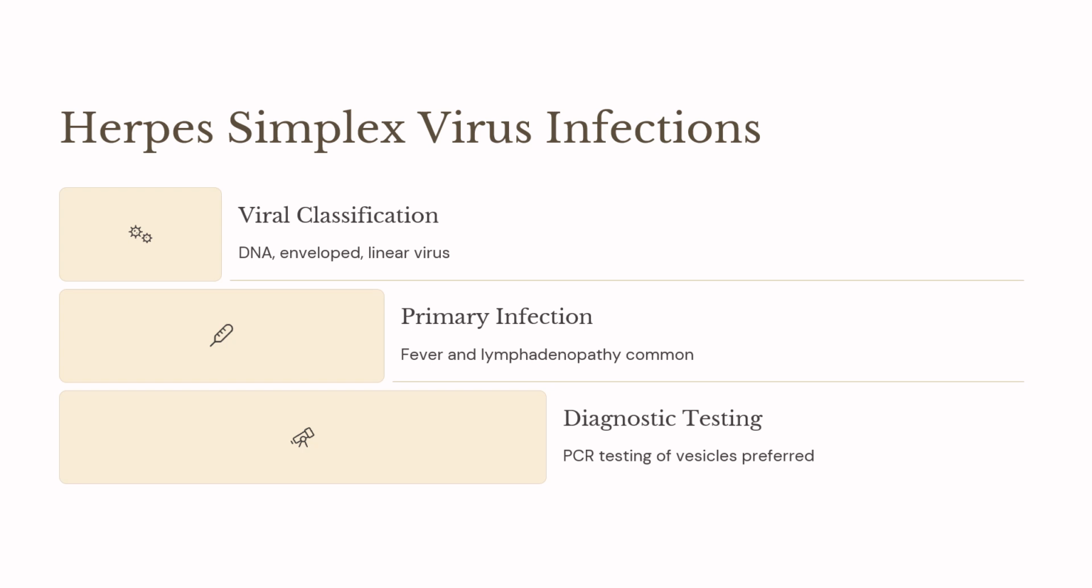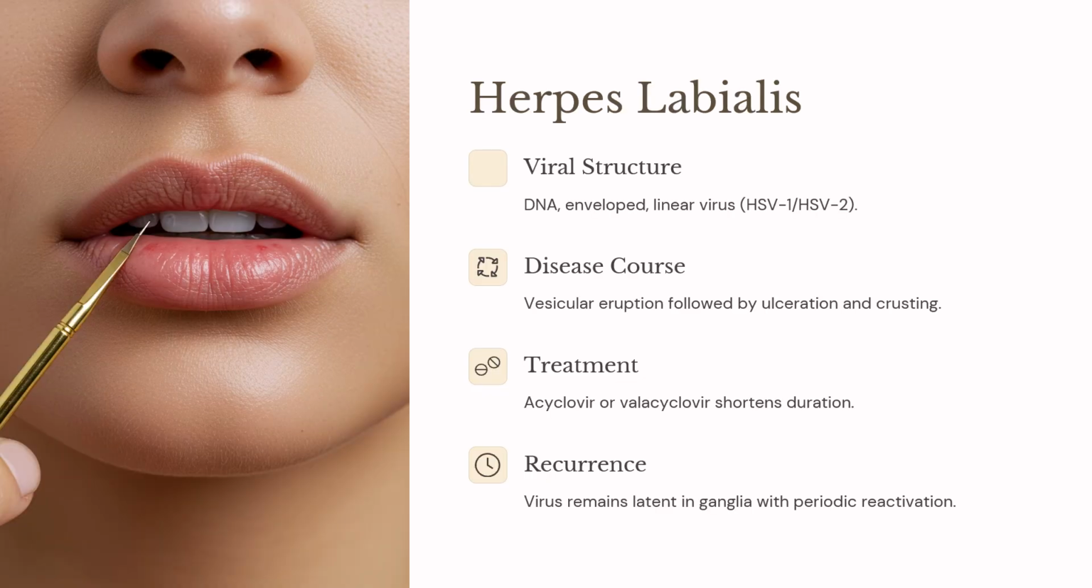Okay, and what is the next best step in the diagnosis? Answer is PCR testing of the vesicles. We are not going to do viral culture for the virus that is present within. We only do PCR testing of the vesicles to find out about the virus.